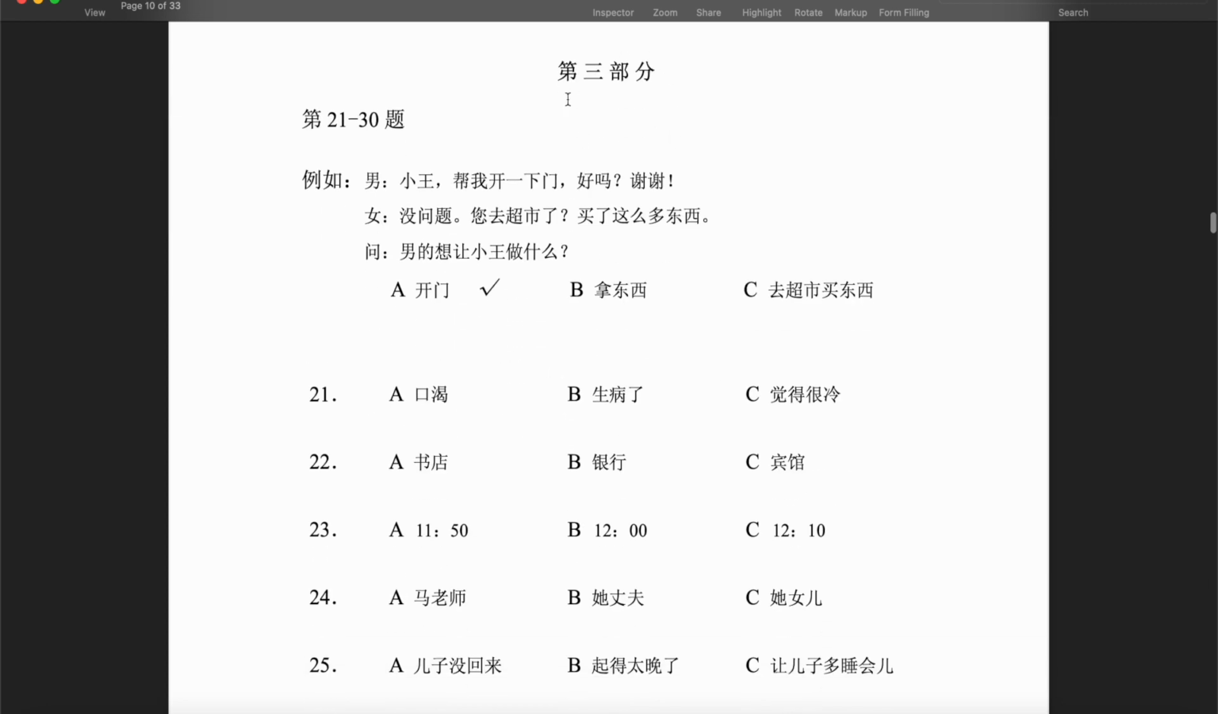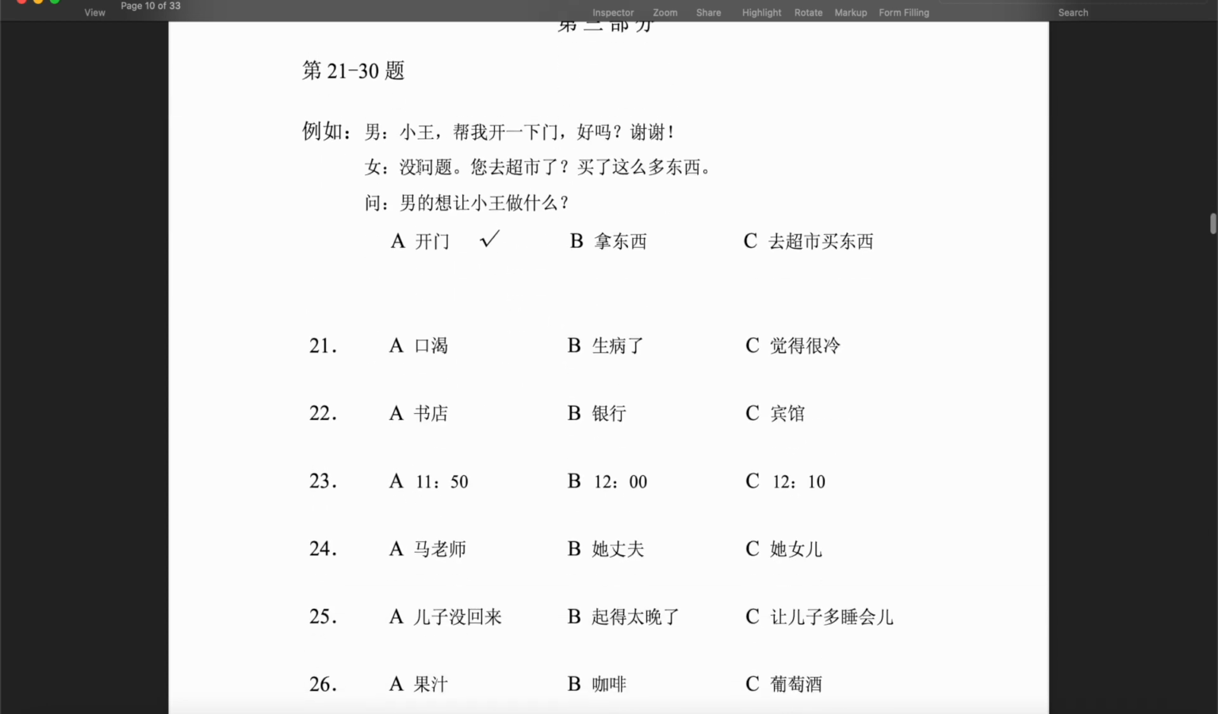The third part of listening is a dialogue between a male voice and a female voice. Based on that dialogue they will ask a question and then you have to choose the correct answer.